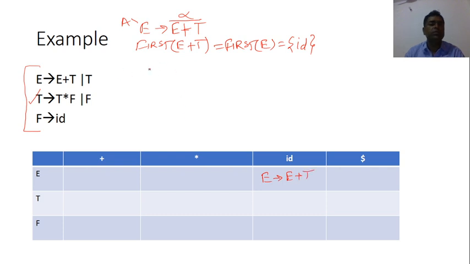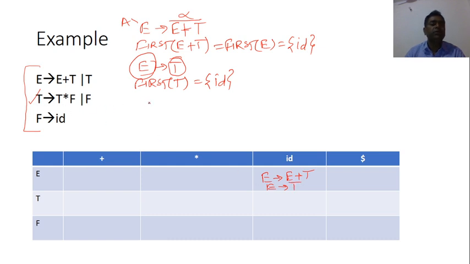Now consider the next production E → T. In this case I need first of T. What will be our first of T? As you know, first of T is also equal to id. So I have to insert this production E → T in the E row and id column. That means in the same cell I am entering E → T.